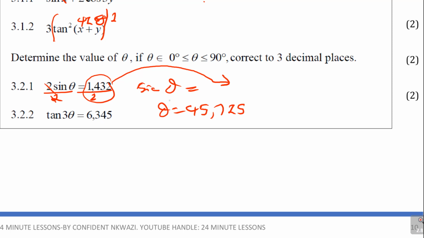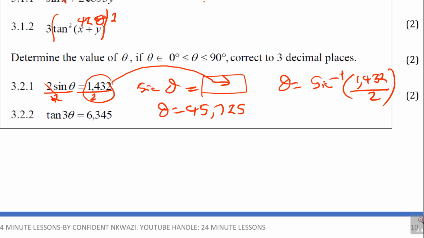Then after that, after getting the answer here, you say theta is equal to arcsine. You're allowed to even say arcsine 1,432 over 2. That's what I just did. It's allowed. What about tan theta? Look at this. I can work it once. I'm trying to show you how I can do it and get the answer the first time.